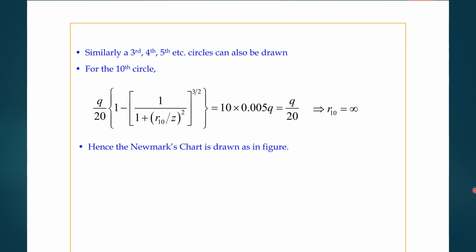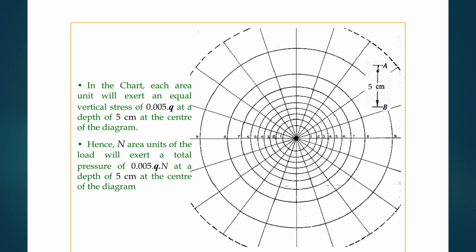So from this equation we can calculate for each circle. For example, for the 10th circle we have got infinity, hence the Newmark's chart is drawn. In the chart, each area unit will exert an equal vertical stress of 0.005 q at a depth of 5 cm at the center of the diagram. Hence, an area unit of the load will exert a total pressure of 0.005 q at a depth of 5 cm at the center of the diagram.